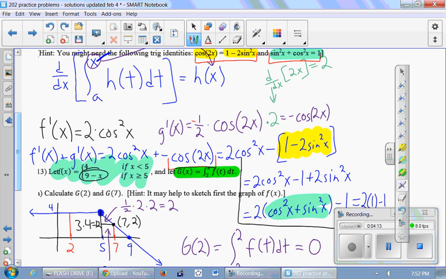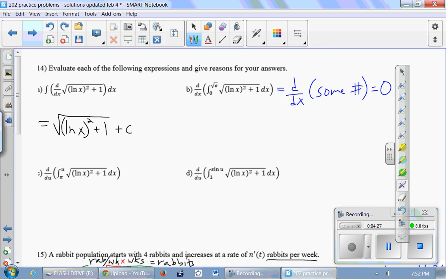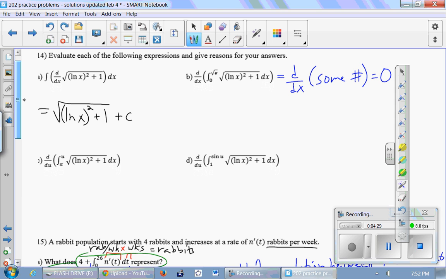And all you have to do is take the variable, which is this t inside, change it to an x, and you're done. So the derivative of this particular form of integral is just equal to h of not t, but x, whatever is up there. Wonderful. So how do we apply that to part C?